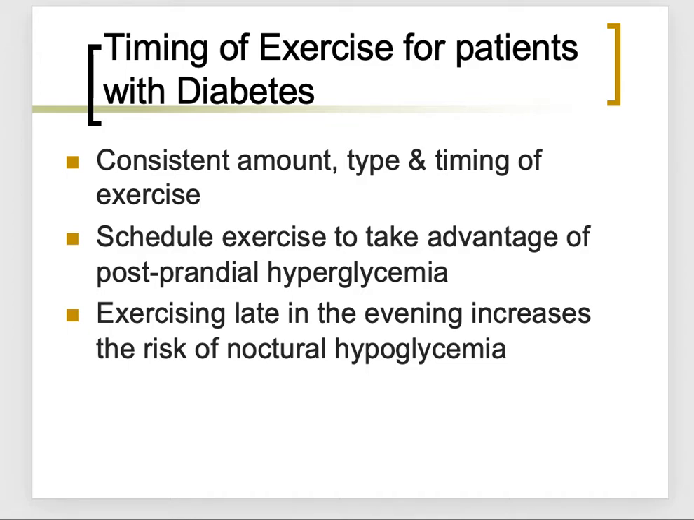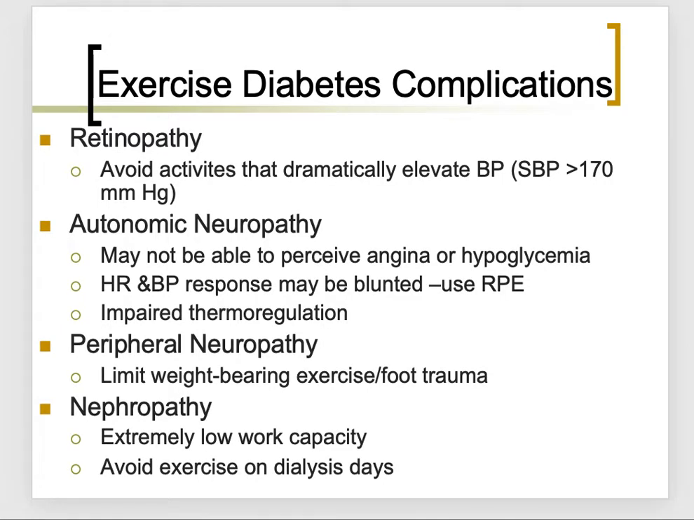Exercising, however, late in the evening can increase the risk of nocturnal hypoglycemia, because what we see with exercise and diabetes is there's often a delay on when their glucose levels are going to drop. So they don't often drop right away, but a few hours after exercise. So if you exercise in the evening, they could be dead asleep when their glucose levels are dropping, and that's not safe because they're not going to be able to feel that, sense that.